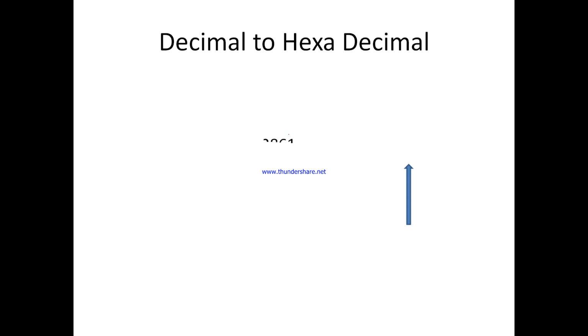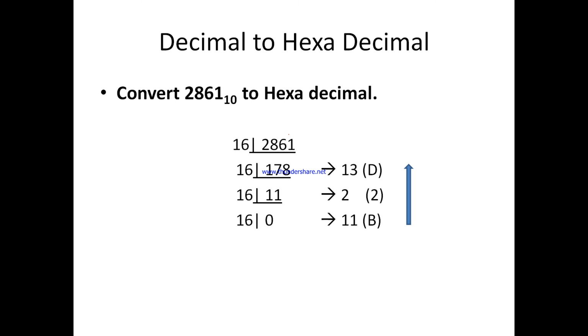Then decimal to hexadecimal, again the same steps. 2861 divided by 16, we will get 178. The remainder is 13, so the equivalent is D. The next one is 2 and D. So B2D. These are the conversion of decimal to hexadecimal.